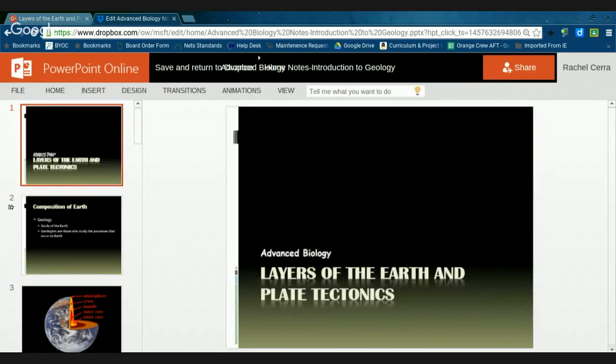Good morning. We're going to take a look at the layers of the earth and plate tectonics. So we don't have too terribly much after this, like I said, because there's just not a lot that we're going to be doing with this particular portion. So we're going to talk a little bit about the composition of the earth, though.